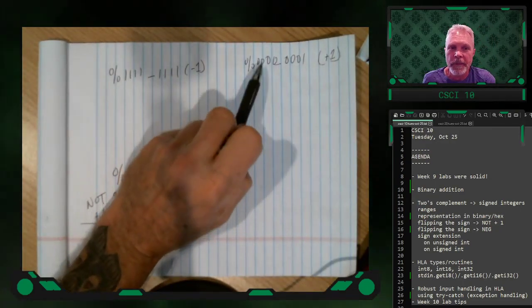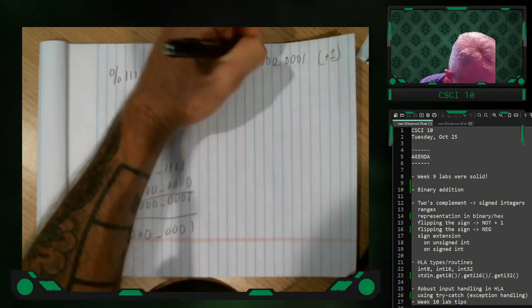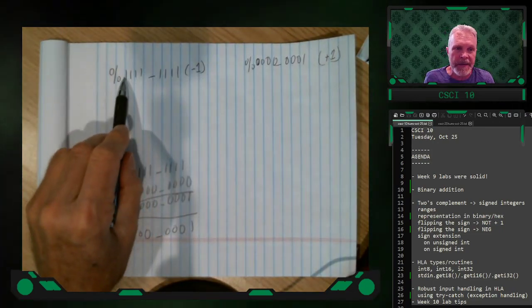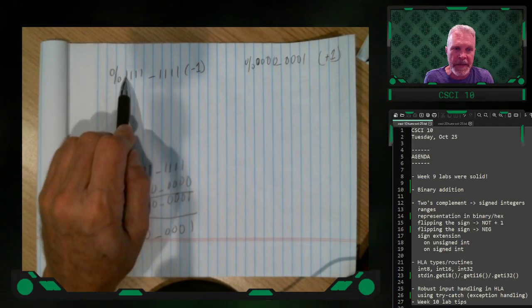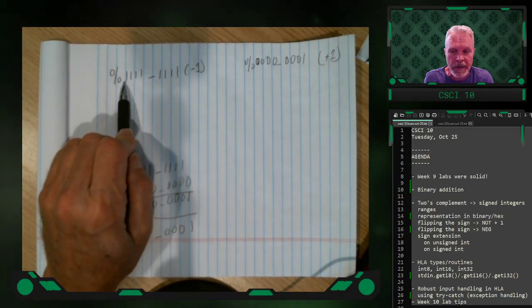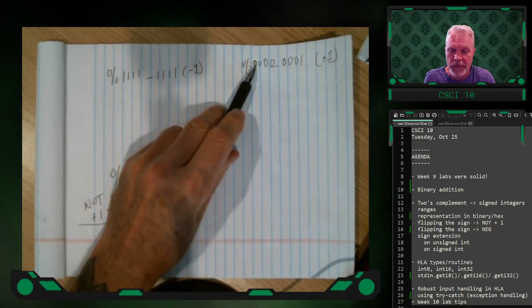And if the high order bit is not a 0 when I'm trying to get a positive number, then I know I made a mistake. Same with the high order bit: if I'm trying to get a negative number and this high order bit, or leading bit, is not a 1, then something's wrong. It has to be 1 for a negative number, and it has to be 0 for a positive number.